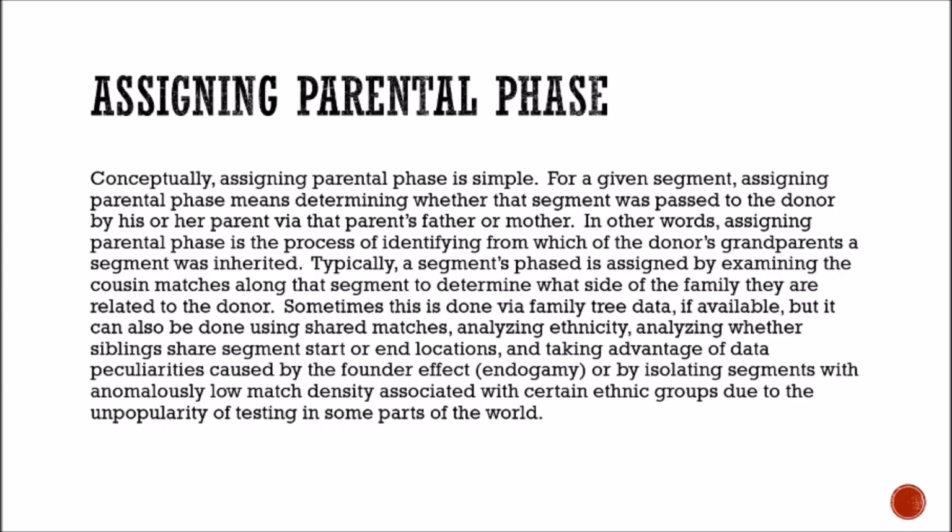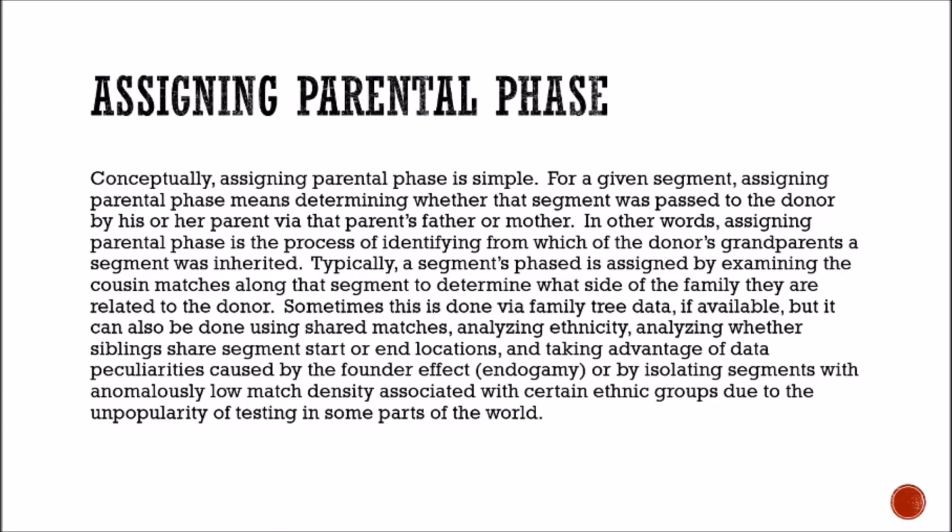But it can also be done by analyzing shared matches' ethnicity. If you've got grandparents from different parts of the world, you may not even need the donors' trees. Just take a look at what countries they're from. Or analyzing whether siblings share segment start or end locations, and that's referring to the process in the Steven Fox tool, and taking advantage of data peculiarities caused by the founder effect, endogamy, or by isolating segments with anomalously low match density associated with certain ethnic groups due to the unpopularity of testing in some parts of the world.